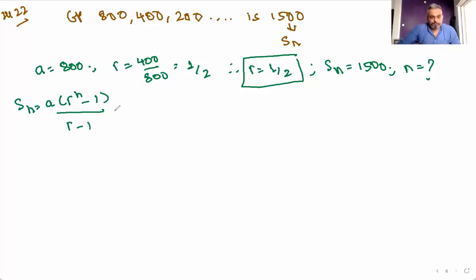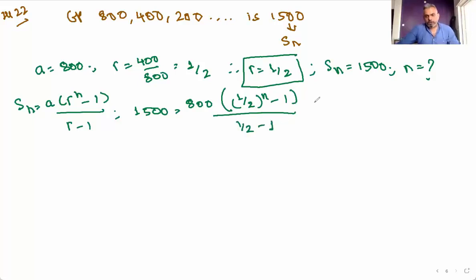Now, Sn is 1500, which is equal to a, which is 800, into r, 1 by 2, whole raised to n minus 1 upon 1 by 2 minus 1. Okay, you can also take it as 0.5. You can also write it like this: 800 into 1 by 2, which is 0.5, raised to n minus 1 upon 0.5 minus 1.